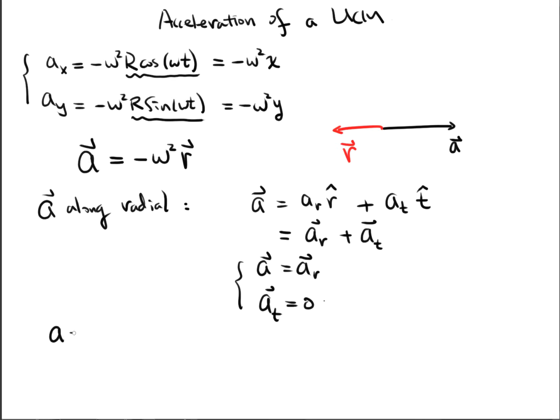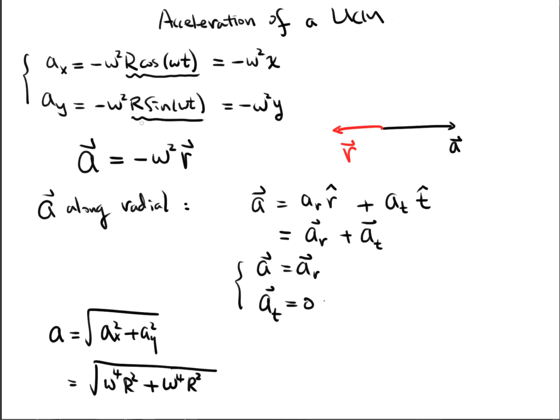Okay, so now let's see what's the magnitude of this A. A's magnitude equals the square root of ax squared plus ay squared. And if we do this square calculation, we'll see omega to the power 4 r squared cosine squared plus omega to the power 4 r squared sine squared. And sine squared and cosine squared add up to be 1.